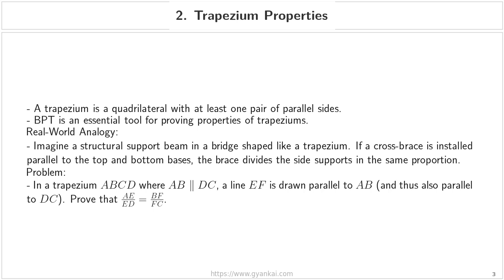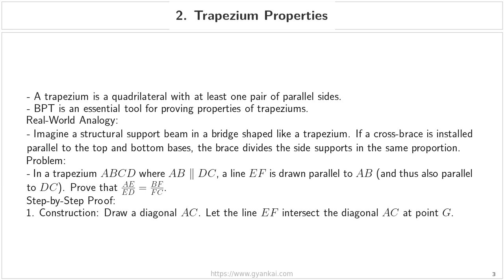We draw a line, EF, which is also parallel to AB and by extension parallel to DC. Our goal is to prove that the ratio of AE to ED is equal to the ratio of BF to FC. At first glance, BPT is hard to apply directly to a trapezium because BPT is a theorem for triangles, not quadrilaterals. So, we need a clever strategy.